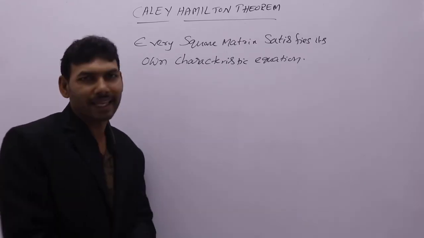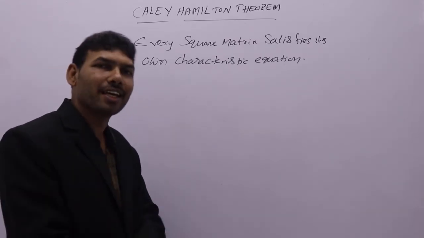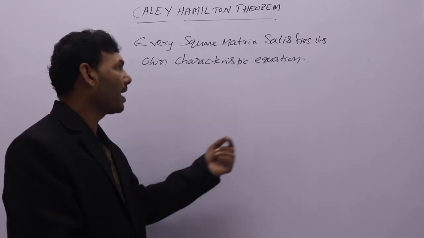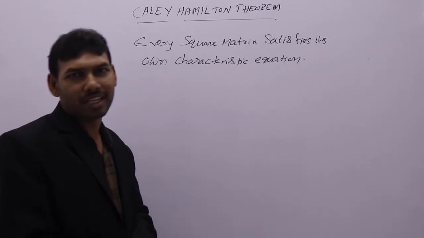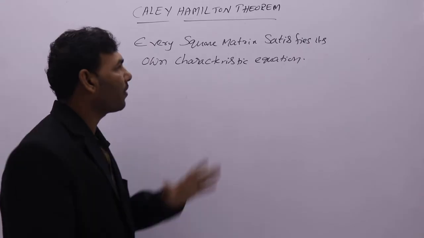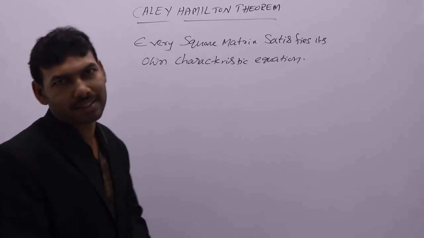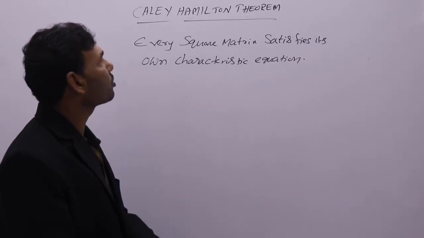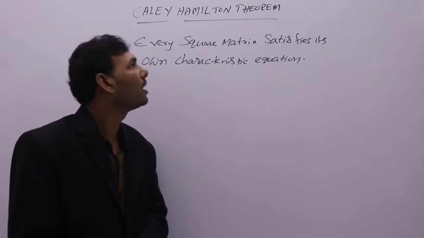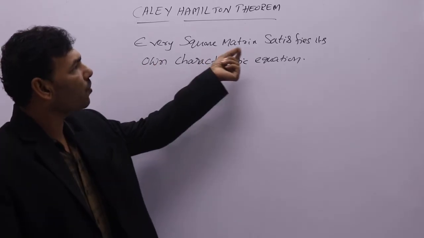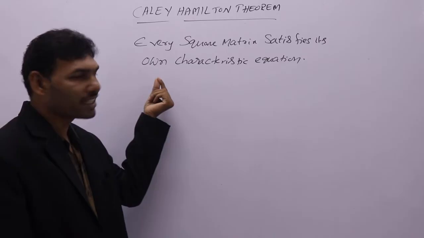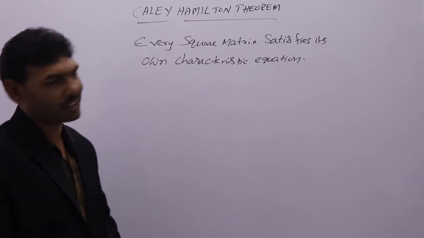That means if you take A and write the characteristic equation for A, that will be in lambda. If you replace lambda with A and evaluate, finally you will get a null matrix. So that is the most important application in matrices, which says every square matrix satisfies its own characteristic equation.